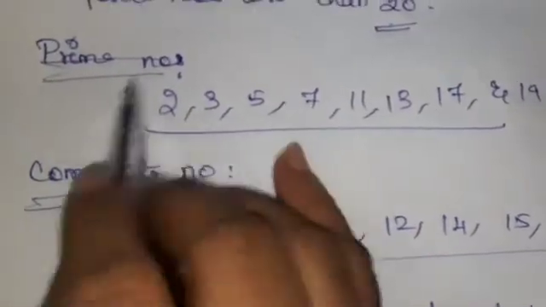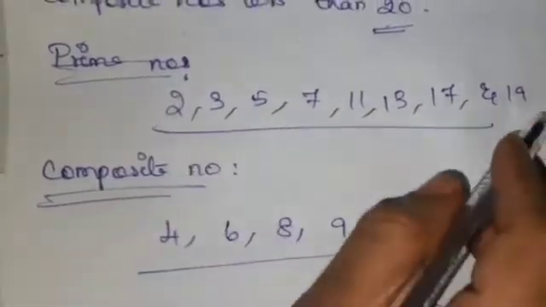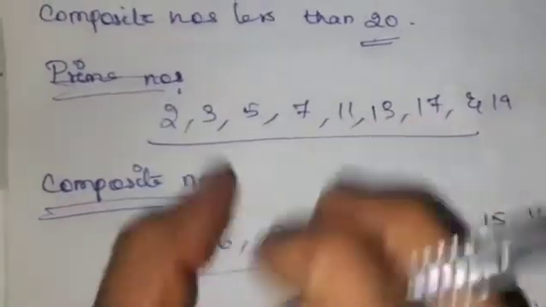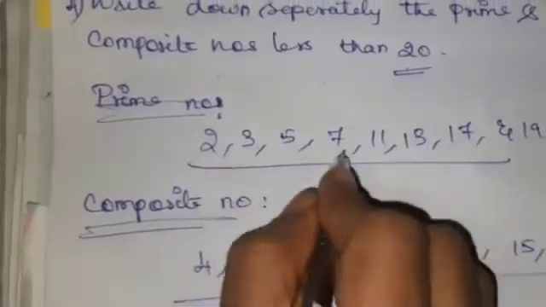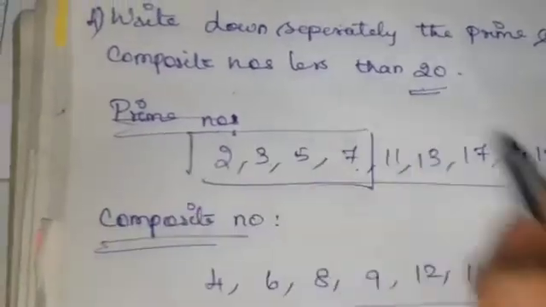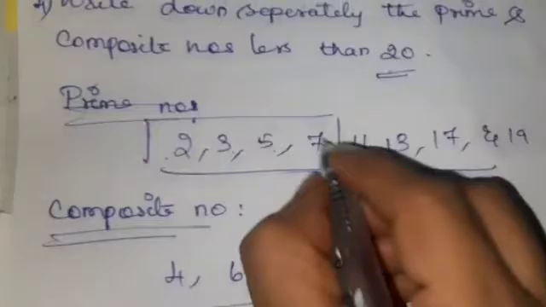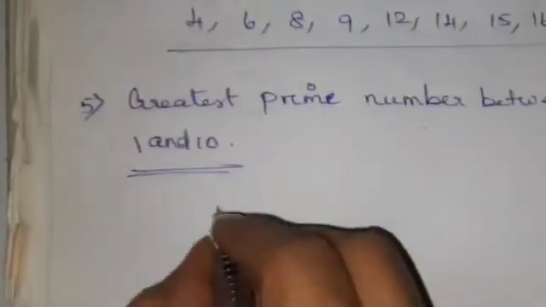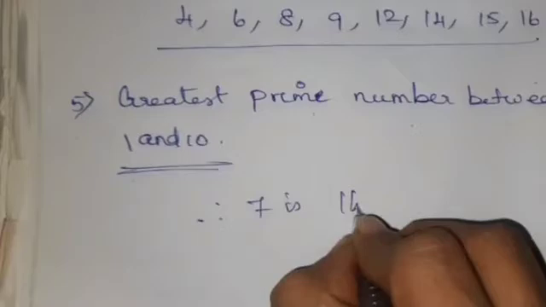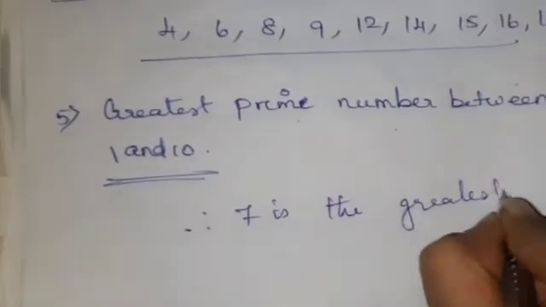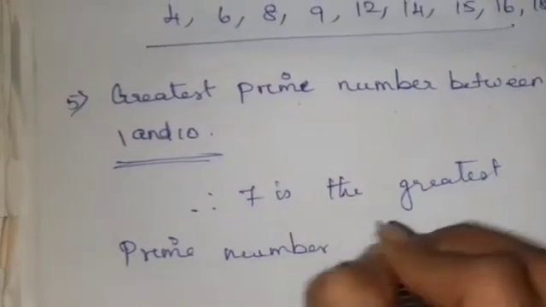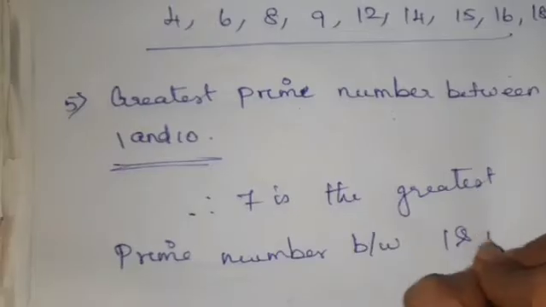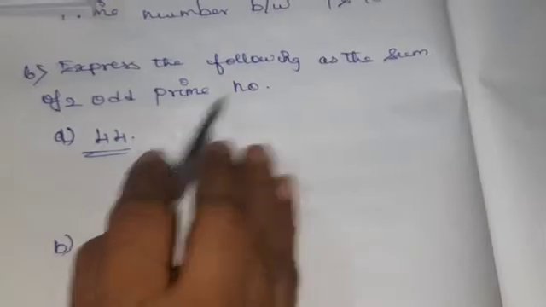In the previous problem itself we have written the prime numbers which are less than 20. From that, I am displaying the numbers which are between 1 and 10. 2, 3, 5 and 7. So these are the numbers which are between 1 and 10. Among these, 7 is the greatest number. So therefore 7 is the greatest prime number between 1 and 10.